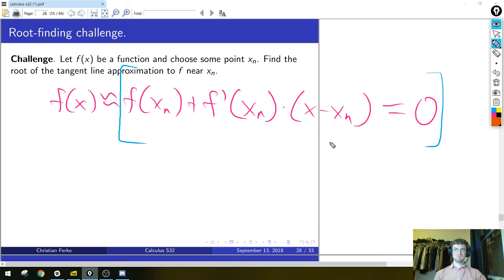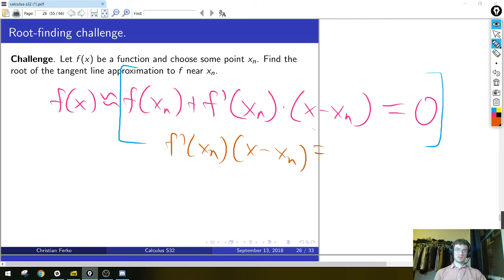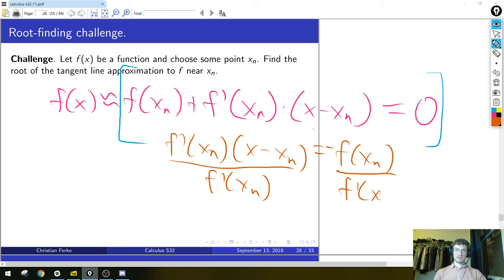What was the question again? So we're trying to solve this for x. What do I do? Alright, so we're going to move the f of xn to the right side, and then divide each side by f prime of xn. Okay, so you say move f of xn to the right, and then divide by f prime. Okay, so I guess I should have a minus sign here because I subtracted. Divide by this. Okay, good.